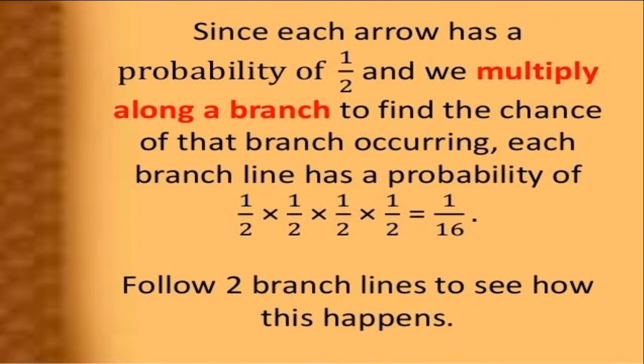Next, since each arrow has a probability of 1 of 2 and we multiply along a branch to find the chance of that branch occurring, each branch line has a probability of 1 of 2 times 1 of 2 times 1 of 2 times 1 of 2 equals 1 of 16. Follow 2 branch lines to see how this happens.